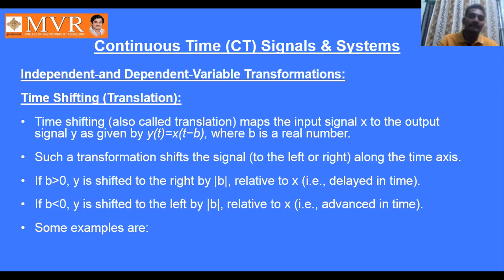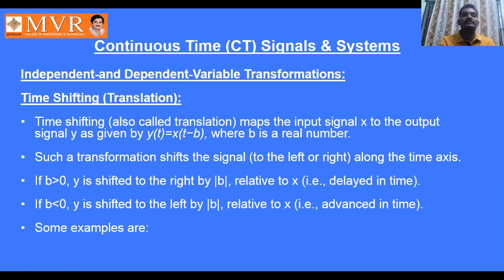So what is meant by time shifting? Time can be shifted either to the right side or left side by so and so units. So time shifting means a time translation. Here the signal can be translated towards the right side or left side. Time shifting is also called translation; it maps the input signal x to the output signal y as given by y of t is equal to x of t minus b, where b is a real number. It means that the original signal x of t can be shifted by b units towards the right side or left side.